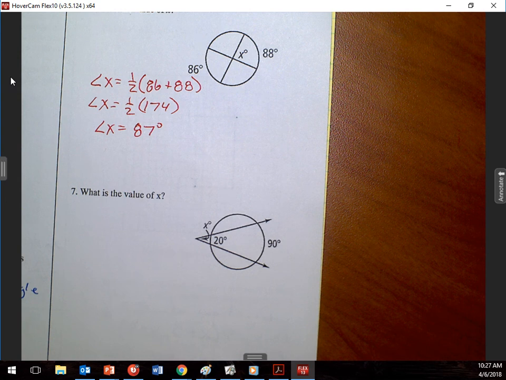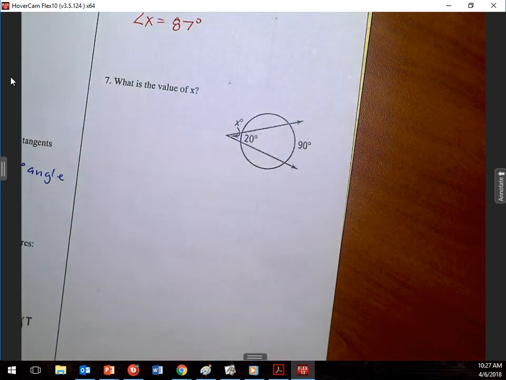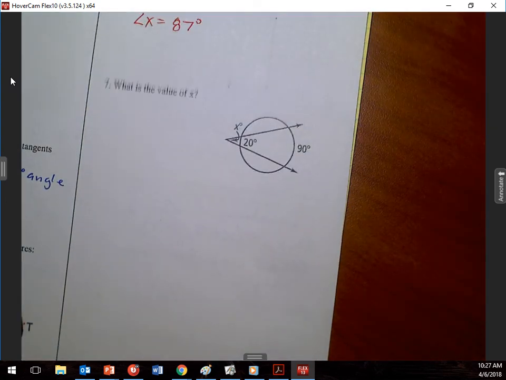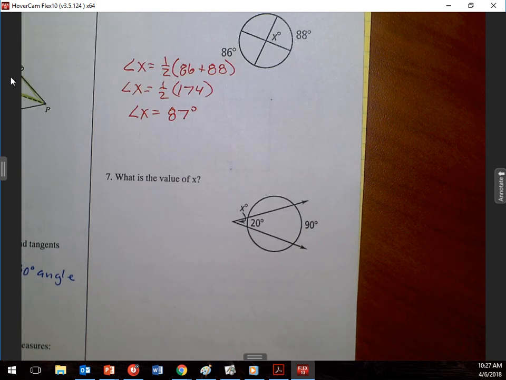Alright, let's take a look at this one. This was part of the same set of notes. Wait, that was it for that one?